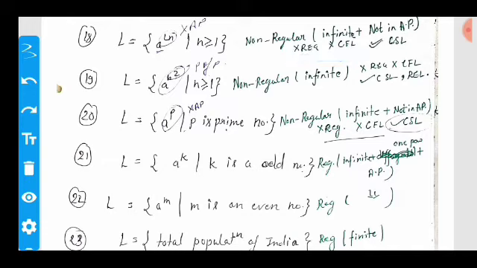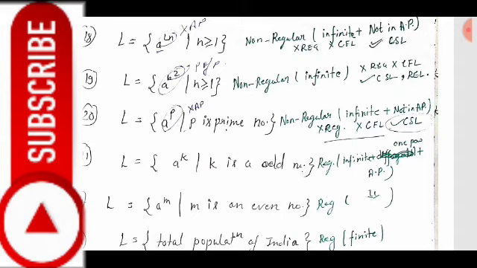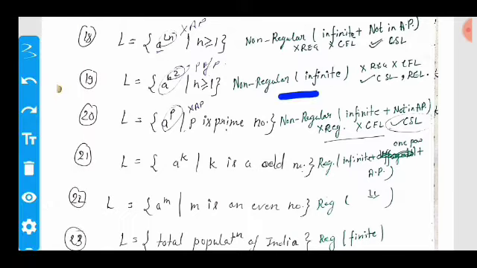Now move on to the next question, 19. L equal to a to the power of n to the power of 2, meaning power of power. So it is not regular because it is infinite, and since it is a power of power, it does not follow the arithmetic progression. So it is not regular and not CFL, but it is CSL and recursive enumerable language. Now move on to the next question, 20.